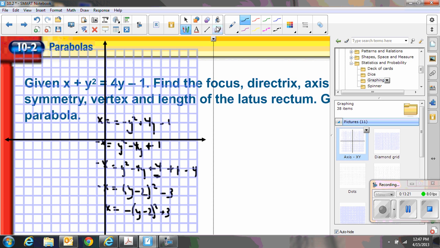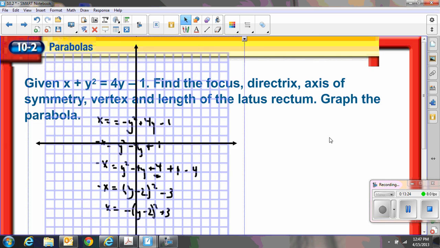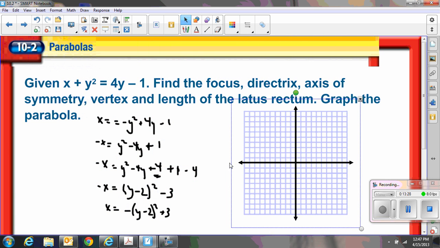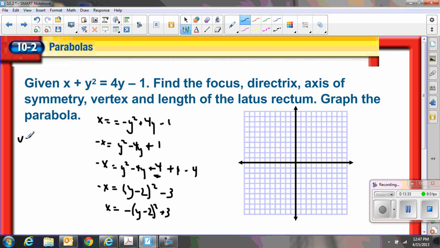So let me bring in a graph here. Shrink this up a little bit. Okay, so first off, my vertex. Vertex is positive 3 for the x. This is now the x coordinate because remember this is with the y. So positive 3 with the x and 2 with the y. So 2, 3, 1, 2. There's your vertex. Now once I know that's my vertex, axis of symmetry is going to run right through that.